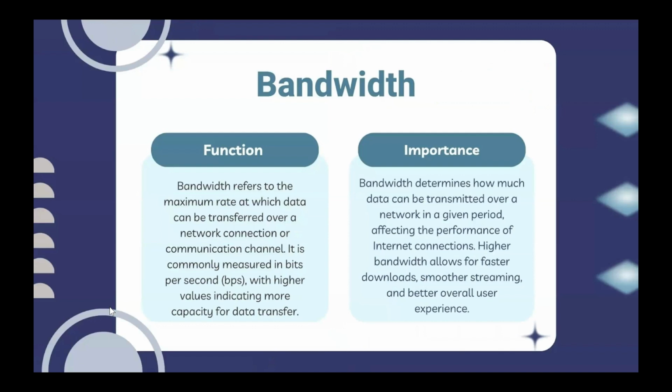Bandwidth refers to the maximum rate at which data can be transferred over a network connection or communication channel. It is commonly measured in bits per second, or bps, with higher values indicating more capacity for data transfer. Bandwidth determines how much data can be transmitted over a network in a given period of time, affecting the performance of internet connections. Higher bandwidth allows for faster downloads, smoother streaming, and a better overall user experience.